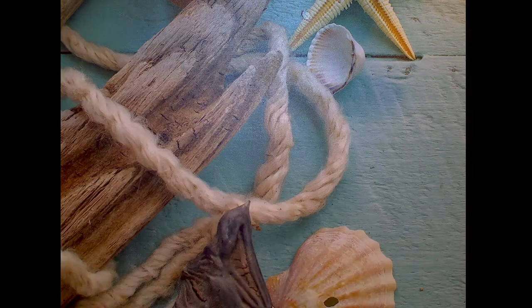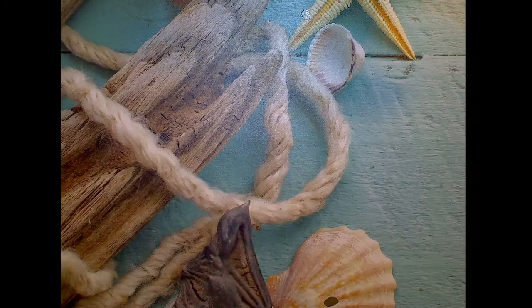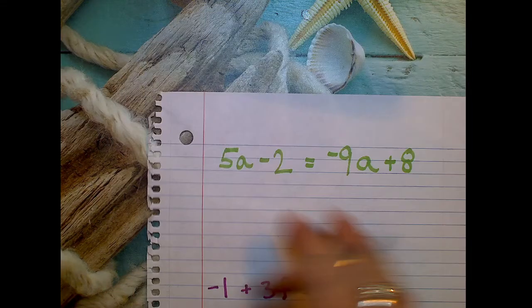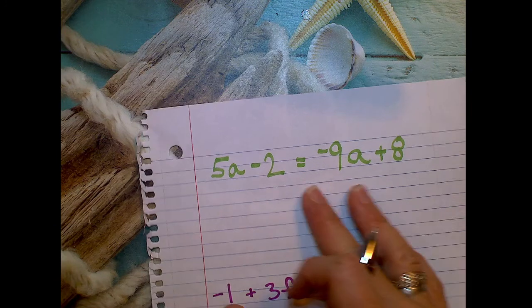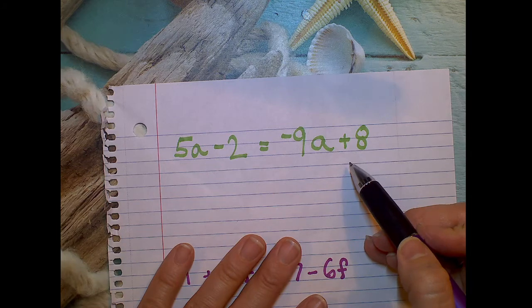Let's do some more problems. We finished these 3. 3 more to go. I'll do 3 more problems with you. Okay, first, 5a minus 2 equals negative 9a plus 8. Pause the video and try it yourself.